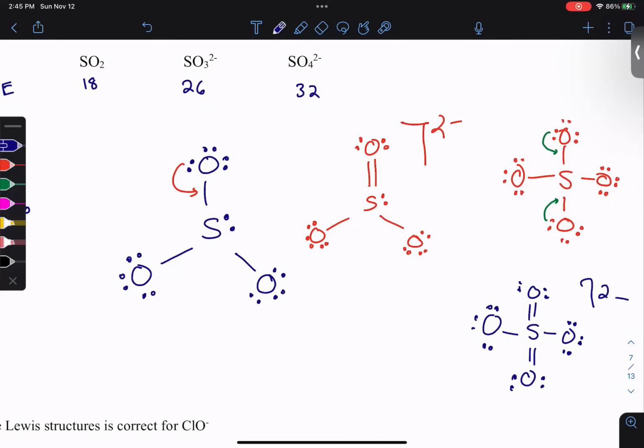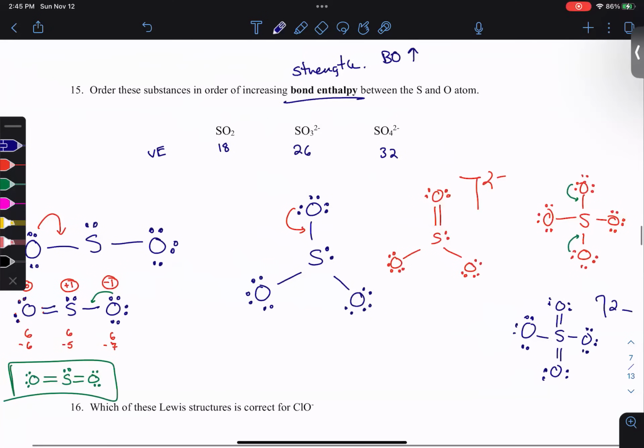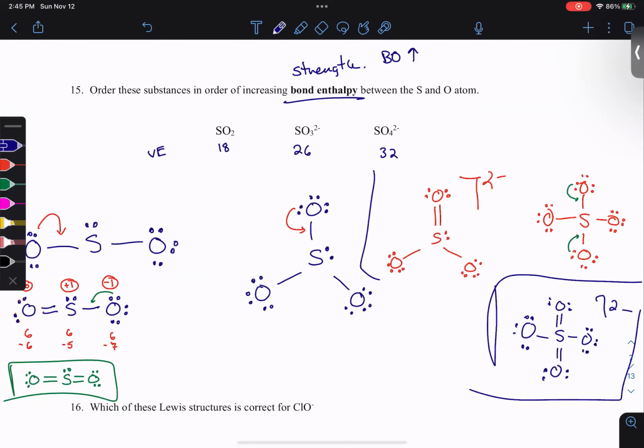Okay, great. So these are the molecules we want to compare. SO4 2 minus, SO3 2 minus, and SO2. So now we need to calculate bond order to actually answer the question. We have the Lewis structures. That was the hardest part. But now let's look at bond order.